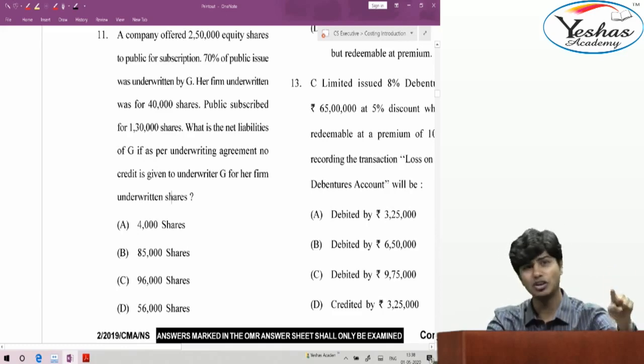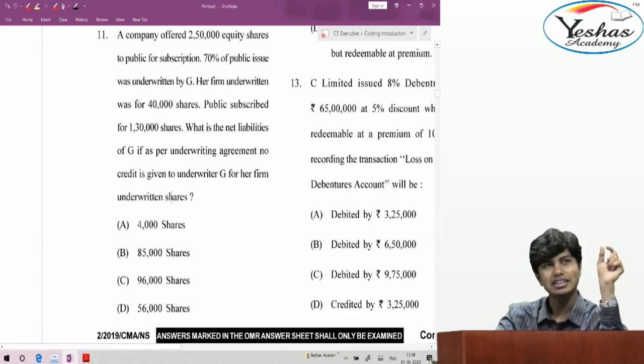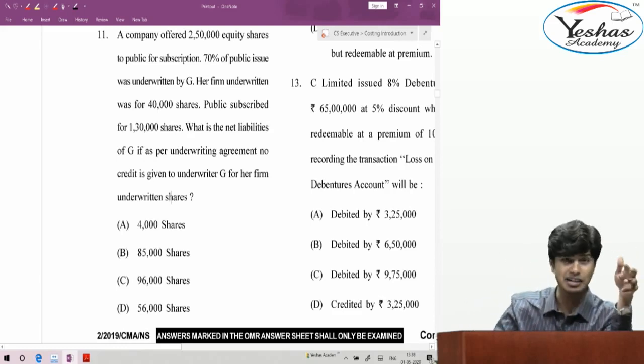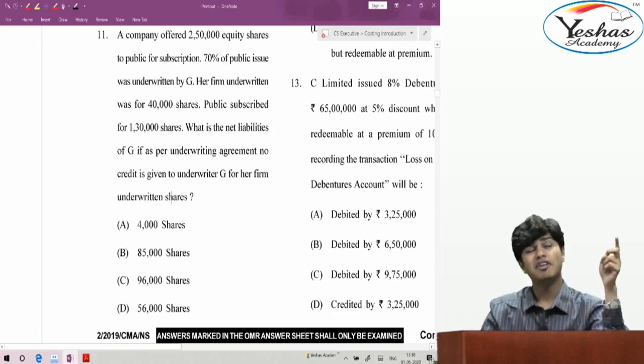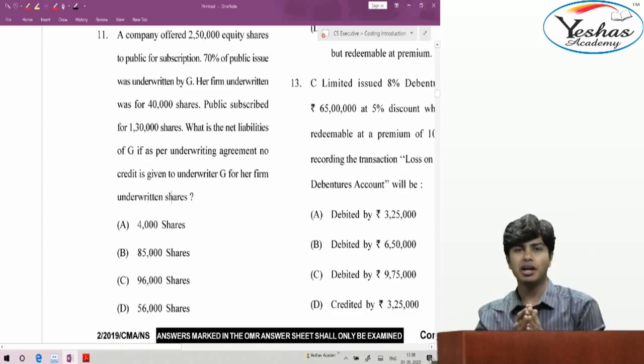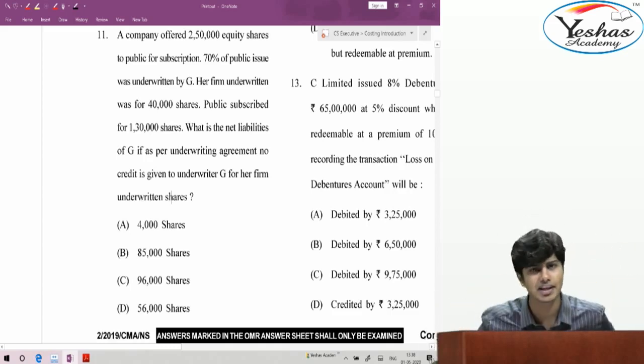If the benefit is given to the underwriters, then that firm underwriting will be deducted from that particular underwriter's share. Meaning, firm underwriting will be treated like marked applications. What if firm underwriting is given and the benefit is not given? Then we need to total the firm underwriting and divide it among all the underwriters in their gross liability ratio.